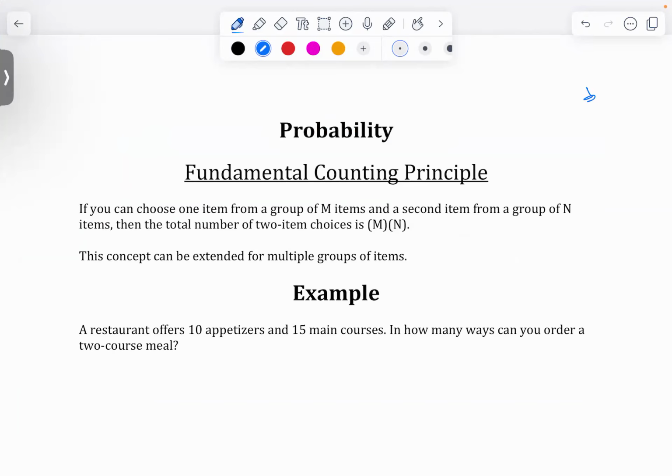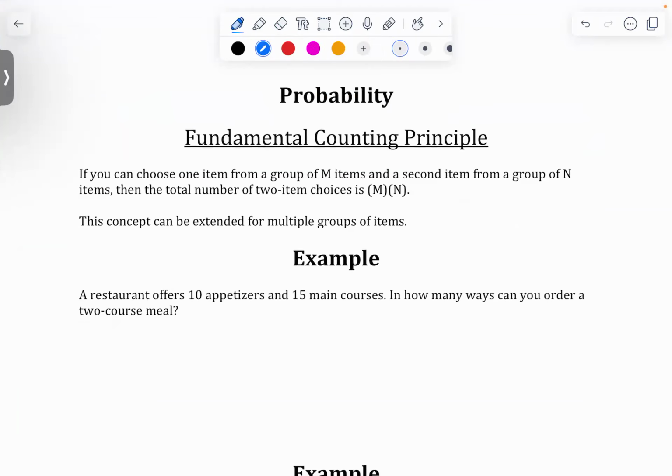With counting, we need to understand that there are different ways to count objects. The first starts with the basic fundamental counting principle. It's basically just multiplication. If you have values, the number of options, you just multiply them across.